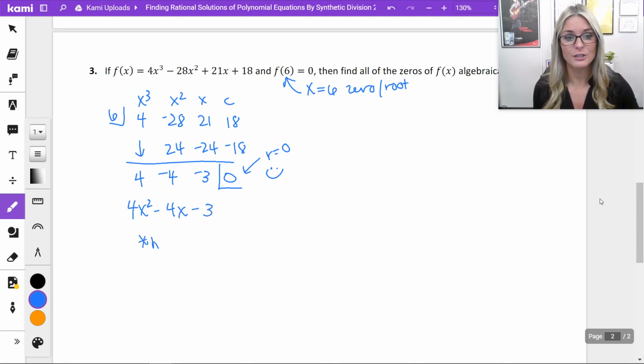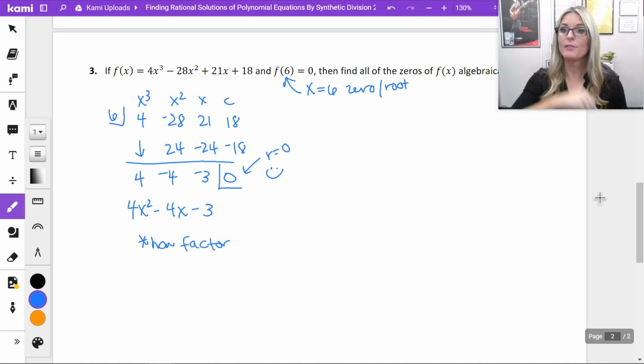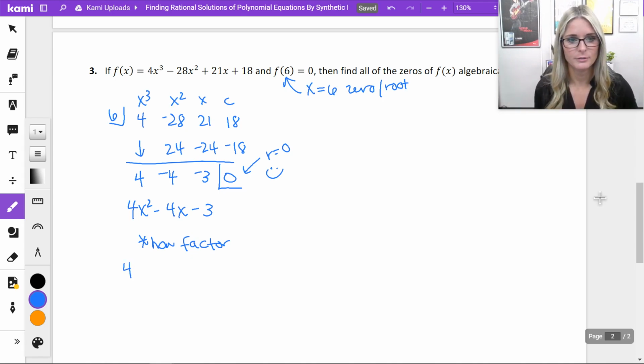So now factor. I'm also going to model on this one. What if you want to use the quadratic formula? Okay, so I'll do that on the right side. So let's try factoring this one first. 4x squared minus 4x minus 3.